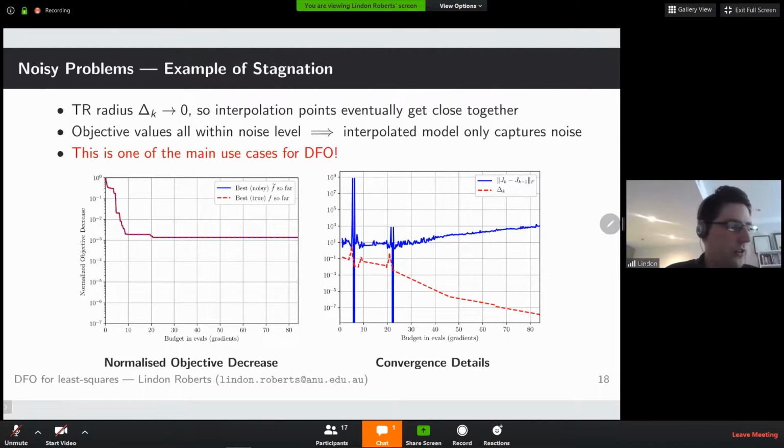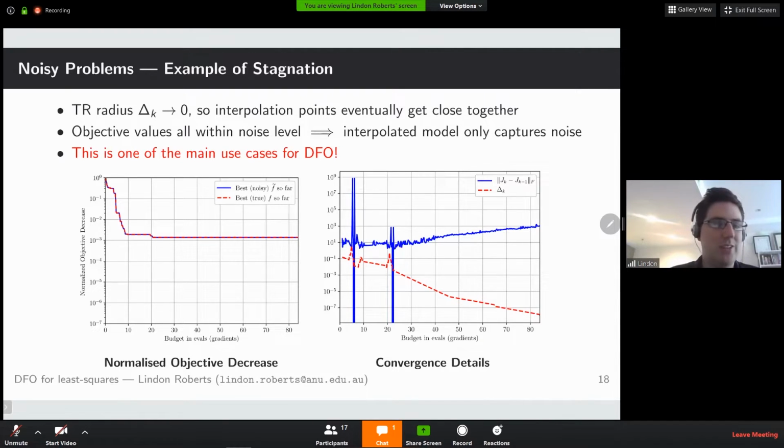Over the course of these algorithms, the trust region radius delta goes to 0. There's a theorem that tells us that's what happens. What this means is that our interpolation points will get close together as we go, because the distance between them should be of size delta. The problem is, if we've got noise in our objectives, then the objective values of all our interpolation points are going to get closer and closer together. But if we've got noise in them, all the values are essentially going to be within noise level of each other. And so when we build an interpolation model, we're really only going to be capturing noise in the objective rather than any genuine signal. And this is a problem because we get an inaccurate model and things don't work well.